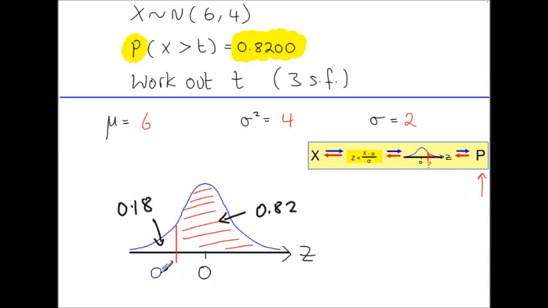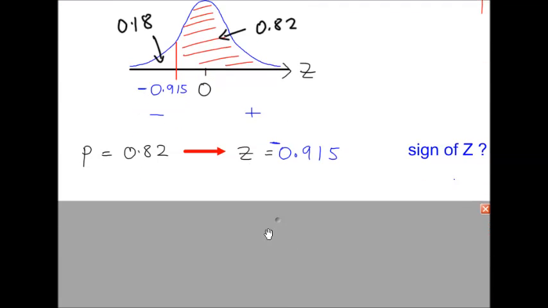So if I write my z value here, 0.915, on this number line, 0 is in the center here. So this value here is actually negative. You've got negative values on this side and positive values on this side, so it's minus 0.915. Okay, that's my z value, minus 0.915.